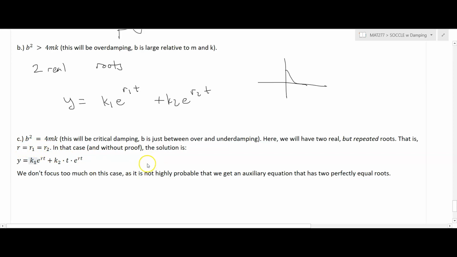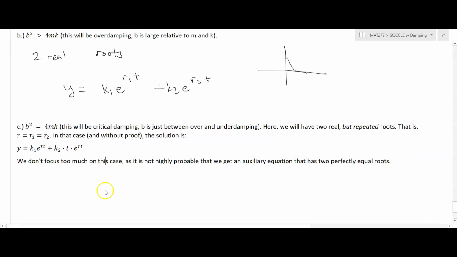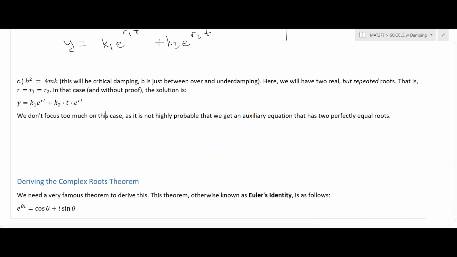And we're not going to prove this right now, we're not even going to work with this solution, but whenever you have the same root twice, it doesn't make sense to just write e to the rt plus k2 e to the rt, because that's really just one term. So it turns out that if you have a repeated root, it can be proven that the second solution will be t e to the rt. We're not going to focus too much on this, but you can see cases of where this will happen.